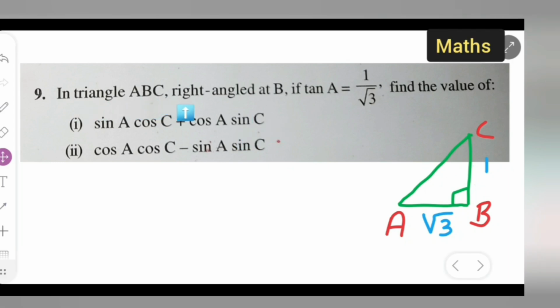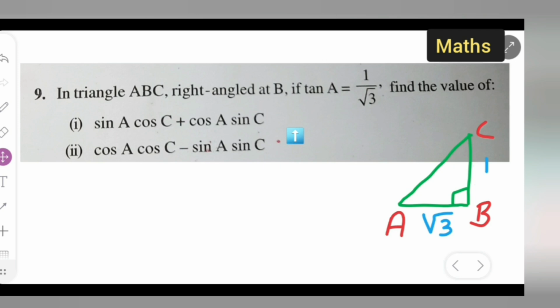In triangle ABC, right angled at B. So here you can see a triangle ABC. It is right angled at B. If tan A is equal to 1 upon root 3, means what? It is opposite upon adjacent. So opposite of A is nothing but BC, that will be 1. And adjacent side will be root 3, that is AB. You need to find the value of sin A cos C plus cos A sin C.